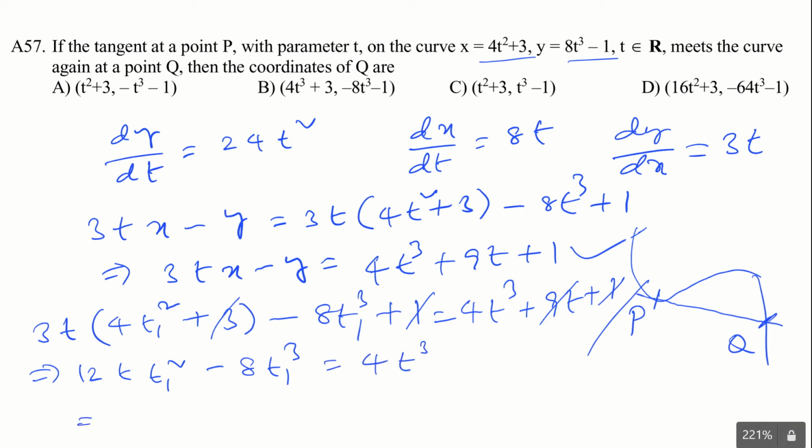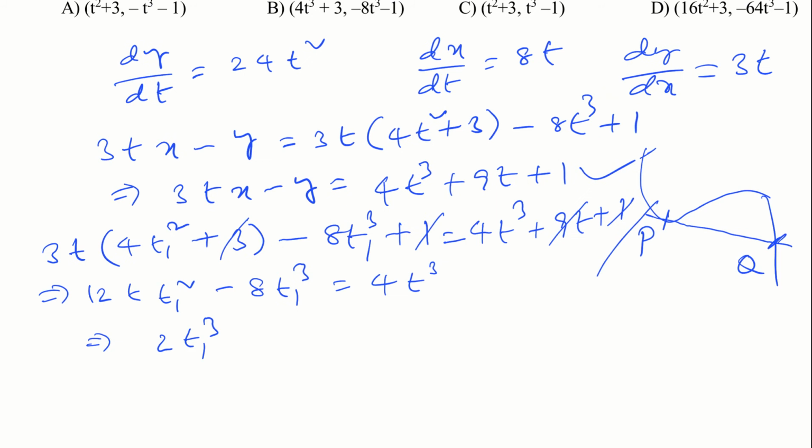Now observe that I have to solve this for t1. So I am writing it as a cubic in t1, cancelling a 4 throughout. I am getting 2t1 cube minus 3t into t1 square plus t cube is equal to 0. Now I want you to observe that whatever the roots of this equation are, those are nothing but the common points of the tangent and the curve. You can see from the diagram, the common points are nothing but P and Q here.